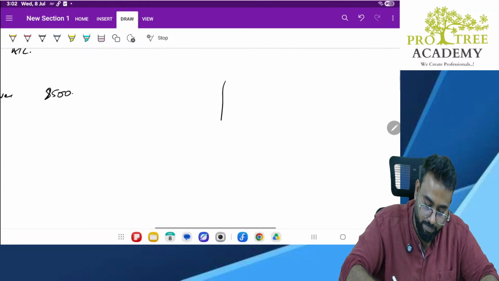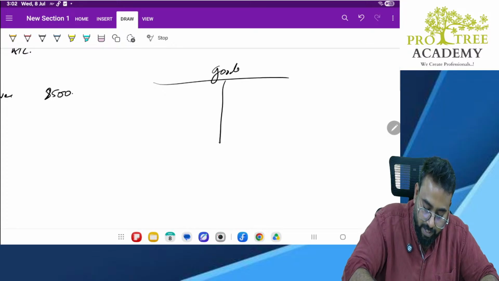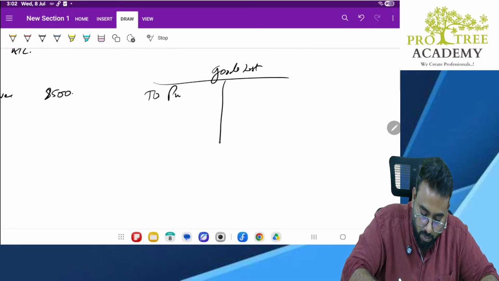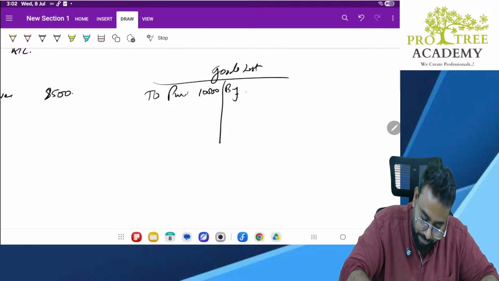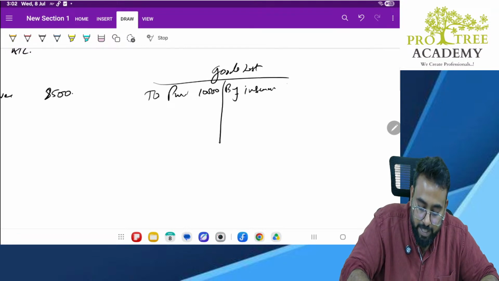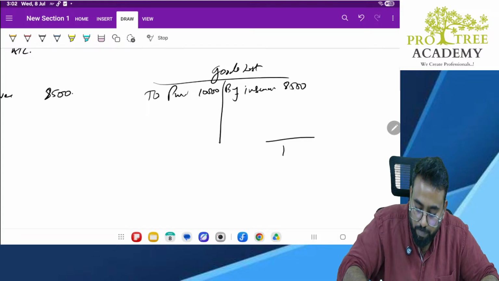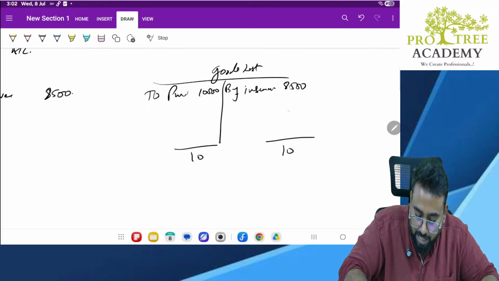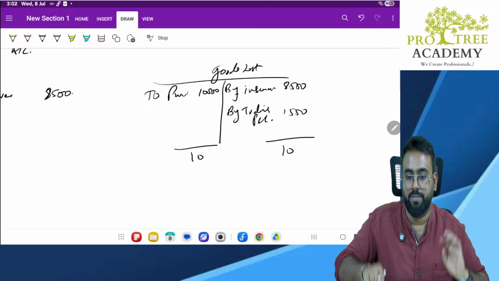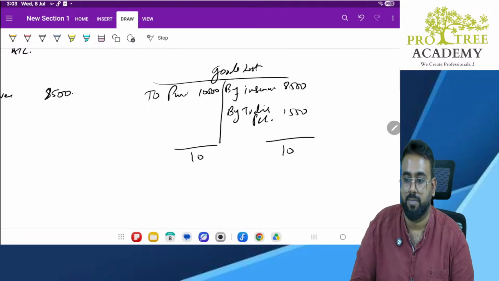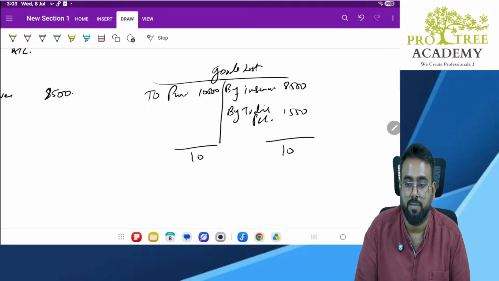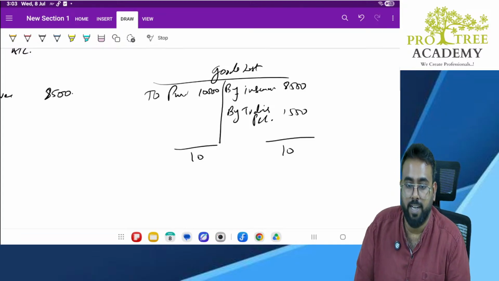Now if you open goods lost by fire, what will happen? Earlier to purchase account 10,000, and by 8,500. Total should be 10 only, no? So the balancing figure 1,500 will be by trading P&L account. Clear? Understanding everyone? Didn't you understand?